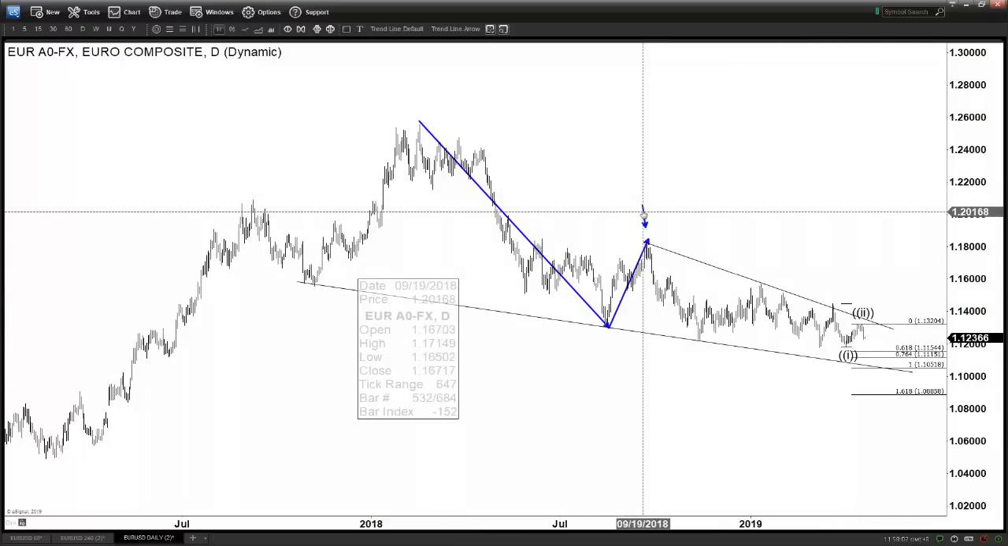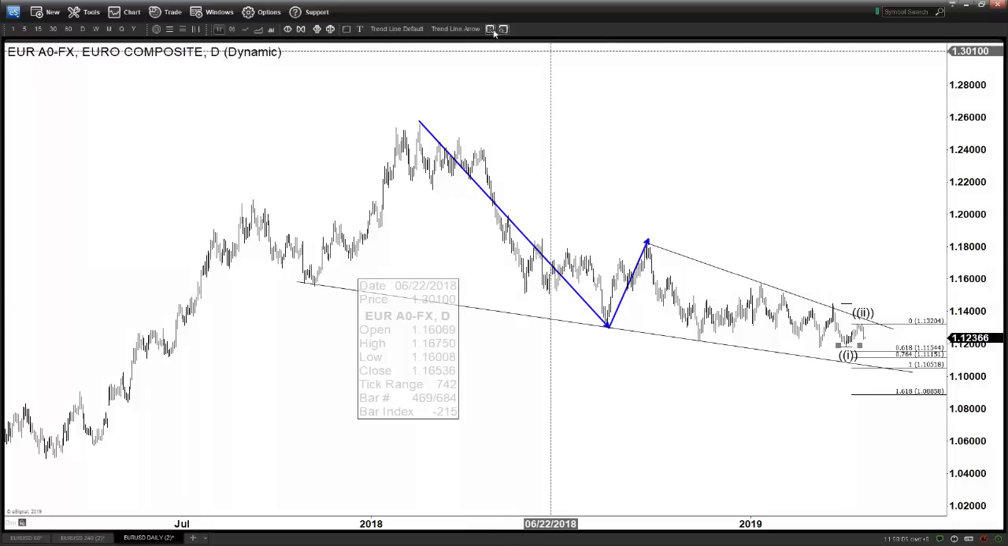So that's what we're looking for in the shorter cycle for the euro dollars.